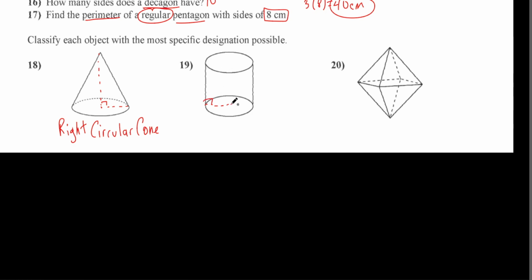Okay? What do I call it if it slants? It's a weird word. Oblique. Very good. Okay, it's been a while since we said that word. That's impressive that you remembered it. So if it was slanted, it would be oblique. But this goes straight up and down to the base. So this is a right circular cylinder.